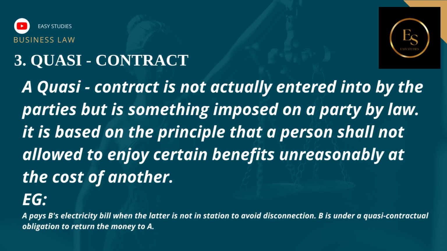Third one is quasi-contract. A quasi-contract is not actually entered into by the parties, but is something imposed on a party by law. It is based on the principle that a person shall not be allowed to enjoy certain benefits unreasonably at the cost of another. Example: A pays B's electricity bill when the latter is not in station to avoid disconnection. B is under a quasi-contractual obligation to return the money to A.